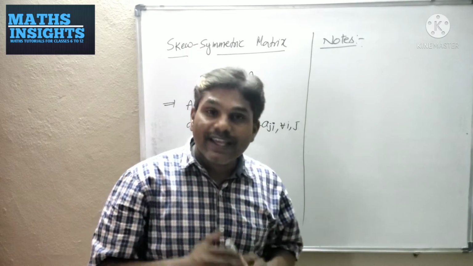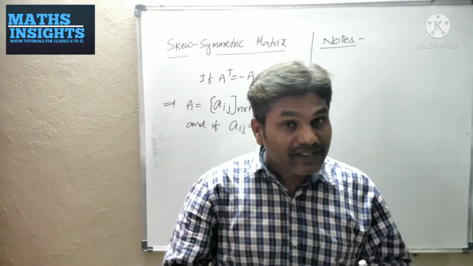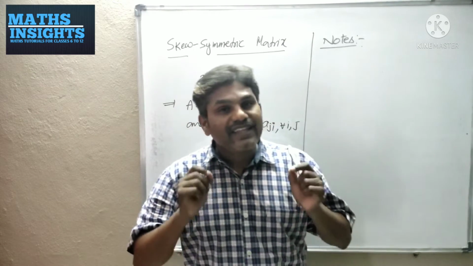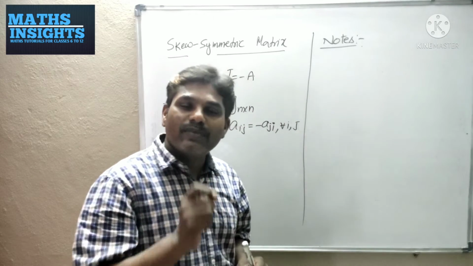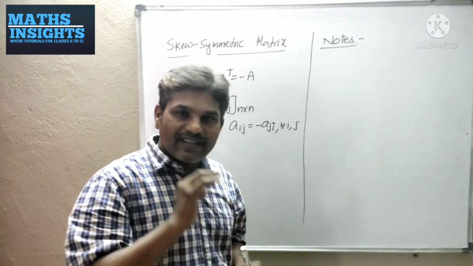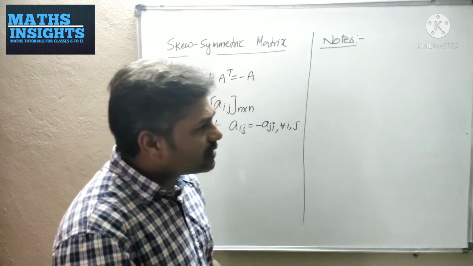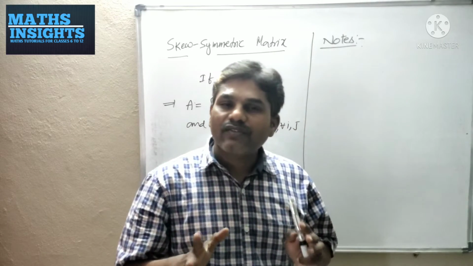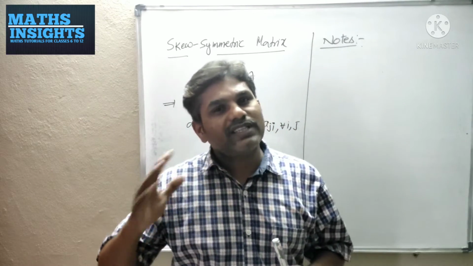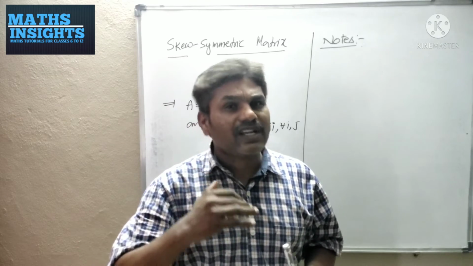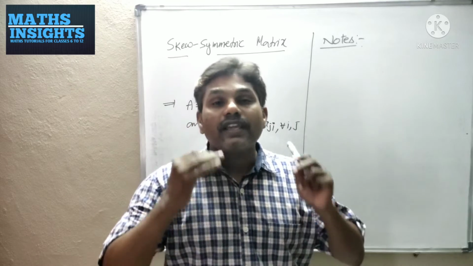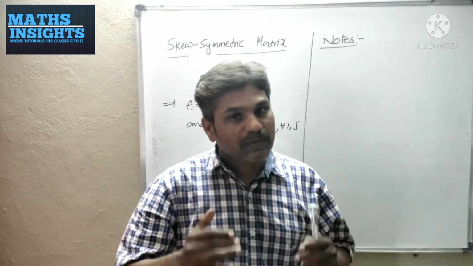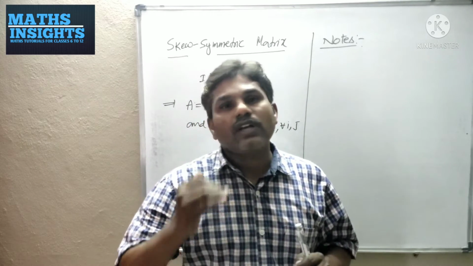And what about the elements in the principal diagonal? If you want to find the nature of elements in the principal diagonal, you have to replace i equals j or j equals i. Why? Because the elements in the principal diagonal are A11, A22, A33. The row number and column number are always the same. A11 is first row, first column. A22 is second row, second column. A33 is third row, third column.